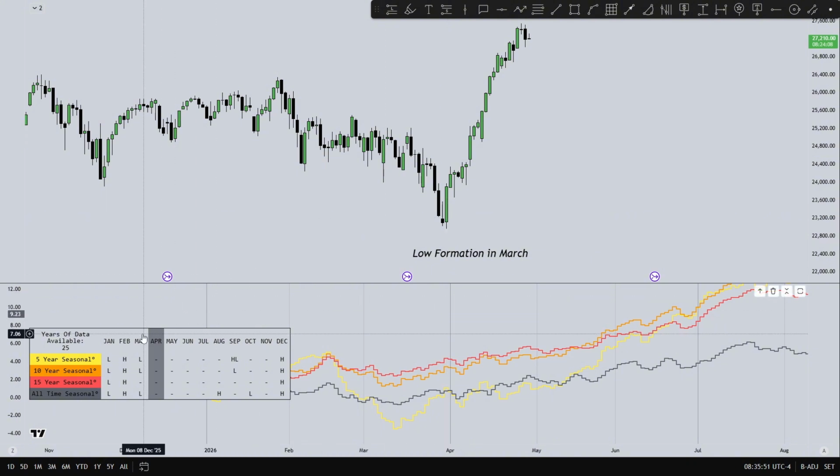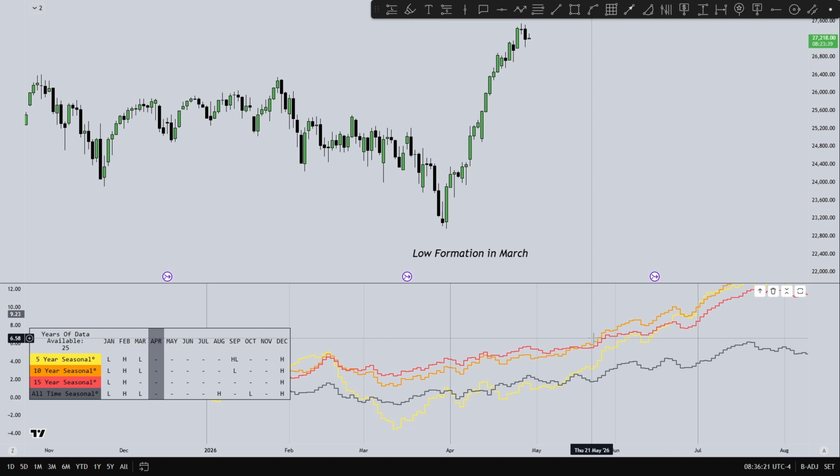As you can see on the data table, we can see a low formation in March. Using the seasonal tendency indicator, we can observe something consistent across historical data, and that's that March low. It's not random, but it repeats across the 5-year data, the 10-year data, the 15-year data, and the all-time seasonal. And immediately after that low formation, we typically see a shift into bullish conditions, and it's usually followed by a gradual expansion into the second half of the year.